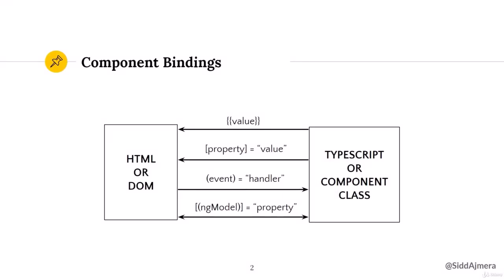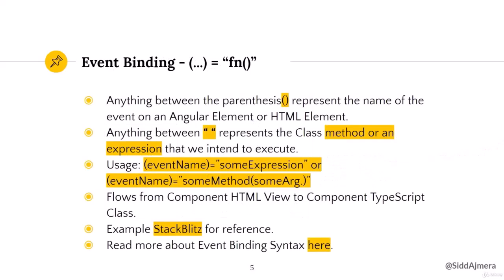Alright, so this is the third video in the series of videos on component bindings. In the first two videos, we talked about the string interpolation syntax and the property binding syntax. In this video, we are going to talk about the event binding syntax. Now, event binding syntax is generally used when you want to handle some sort of an event that was generated on the DOM, either via some user action or via some sort of an action that was performed in the background, like a network API call or something like that.